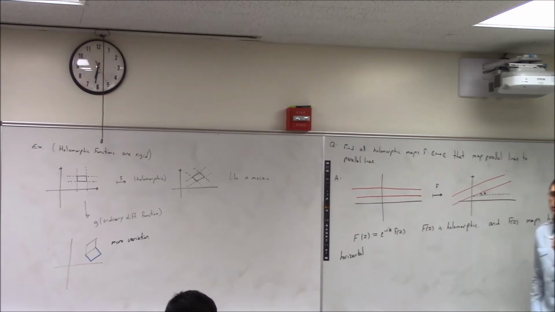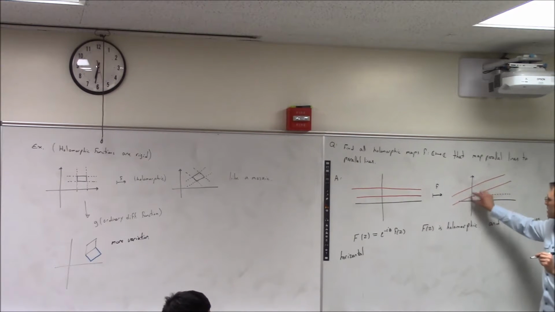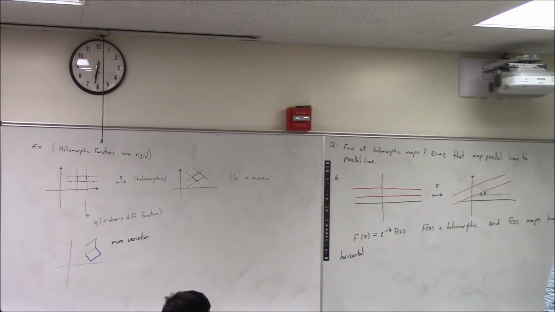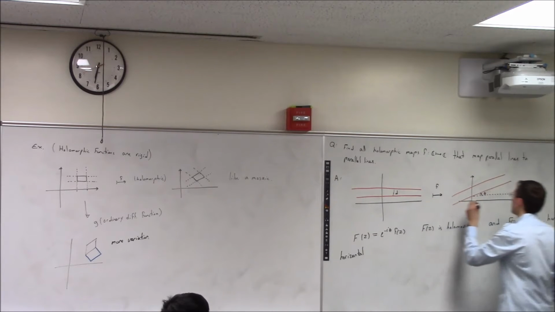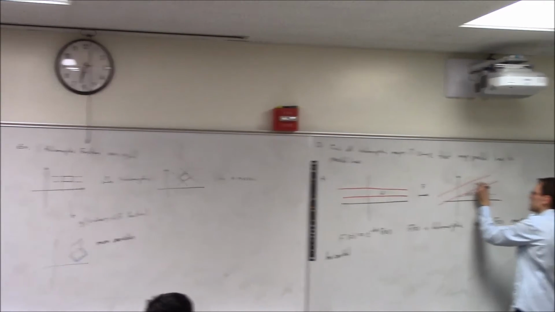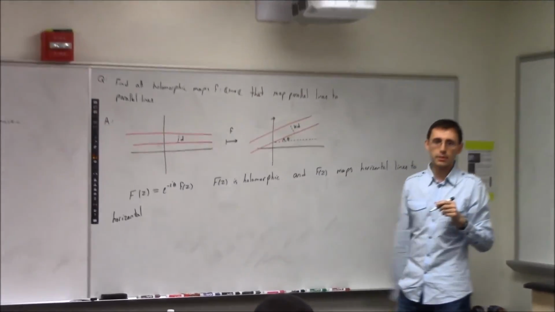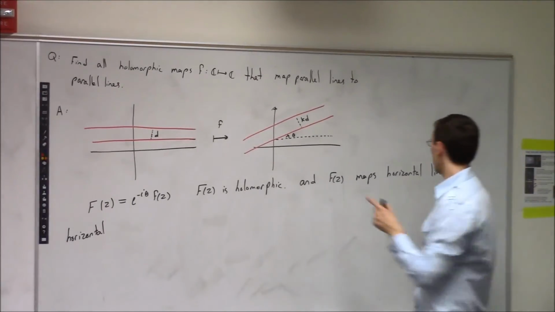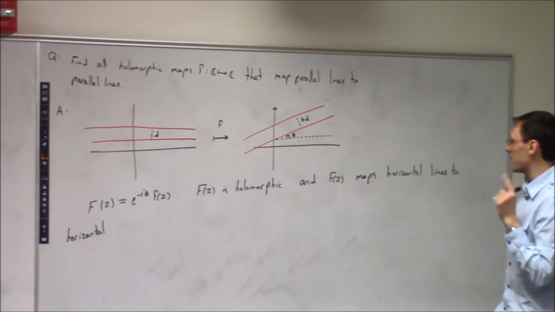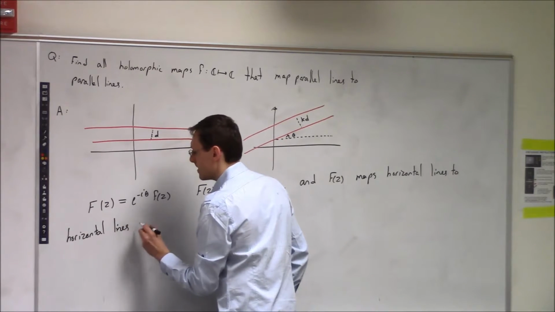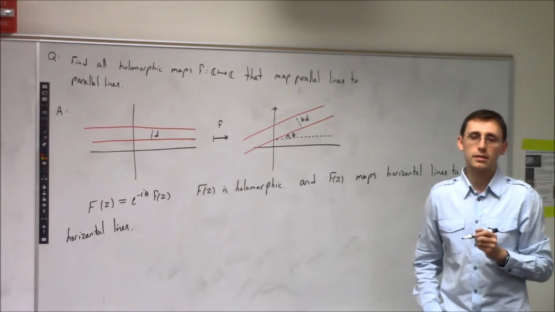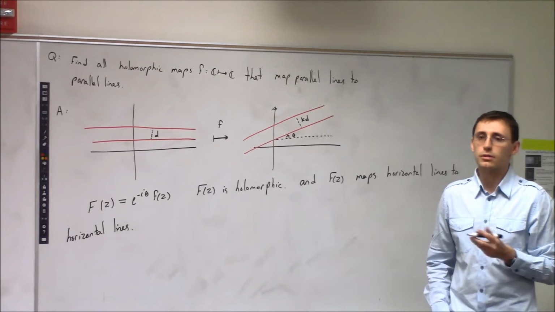Wait, so if you compose those two functions, you get the identity? The identity, no, not necessarily, because I am not saying that they are in the same position. But almost, you're right. And I'm not saying that the spacing is preserved. All I'm saying is that, for example, this could be distance d, and this could be some k times d, and they don't have to be on the same level. But all I know is that F of z is holomorphic, and F of z maps horizontal lines to horizontal lines. Where does it map the vertical lines? To vertical lines.